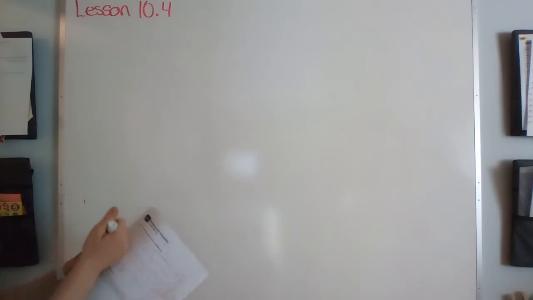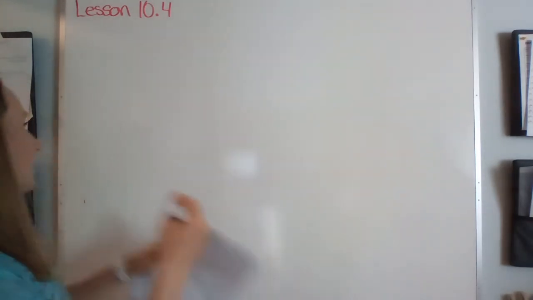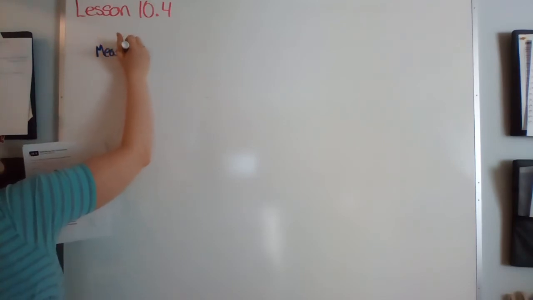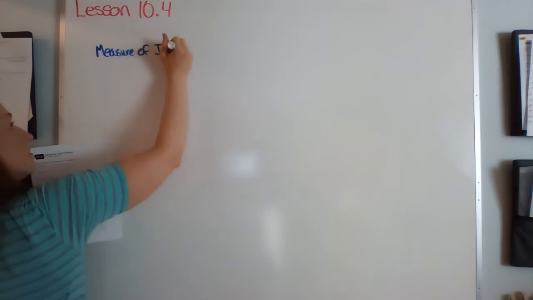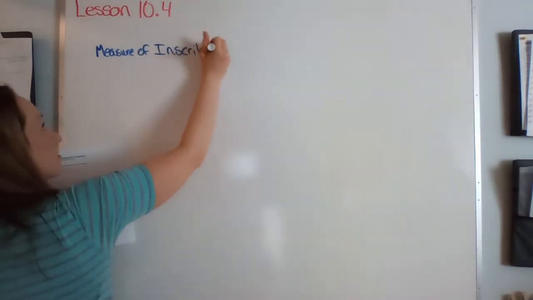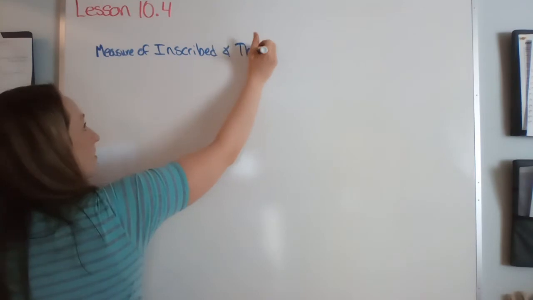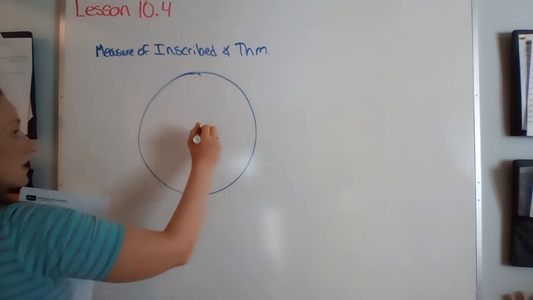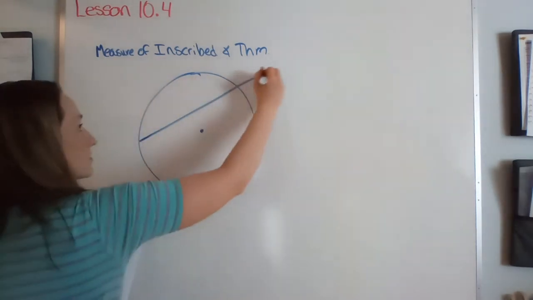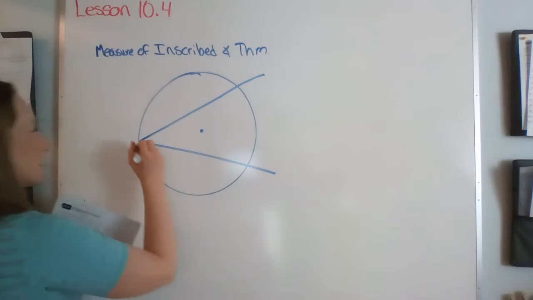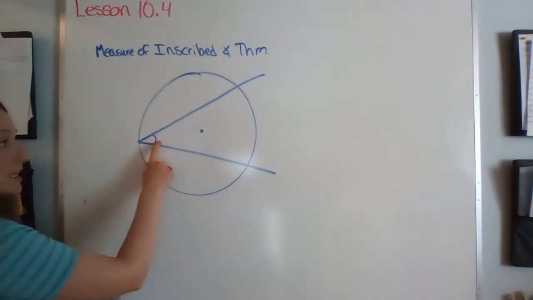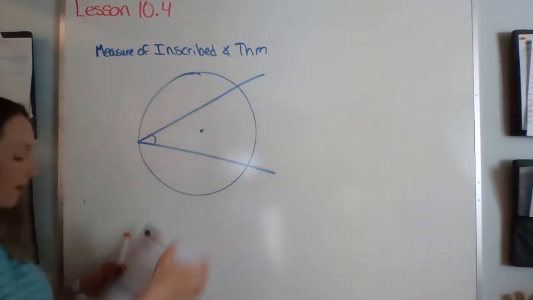Okay, the first theorem is the measure of an inscribed angle theorem. We talked about an inscribed angle, which again is an angle whose vertex is on the circle. So something like this. There's my inscribed angle. And this theorem tells us that this angle measure is equal to half of its arc.